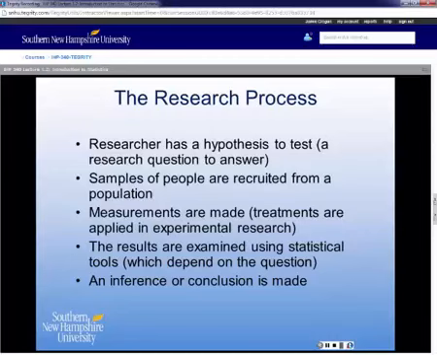Because really, the process of research is to say something about the larger group, the population. But because we can't measure every single person in the population, we have to measure a sample, which is a small group selected from that population. The more representative that sample is of the population, the better our inference, or the more confidence we have in that conclusion.